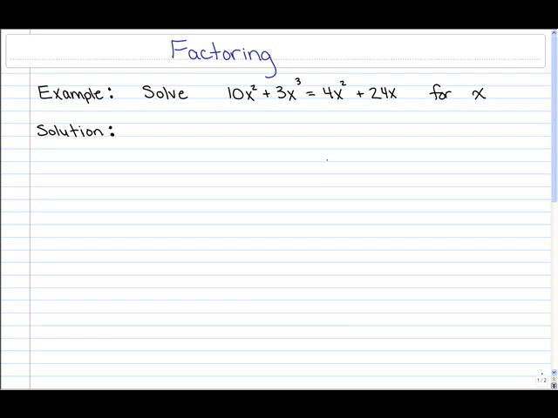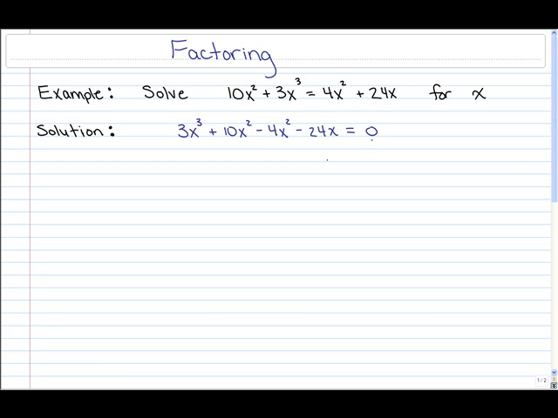So here you'll notice that we have terms on either side of the equal sign. So the first thing that I'm going to do here is rewrite this expression where all terms are on the left-hand side of the equal sign and in decreasing powers of x. So I'm going to bring the 4x squared over to the left-hand side. It becomes negative. I'm going to bring the 24x over to the left-hand side, which also becomes negative. And we're going to set this equal to 0.